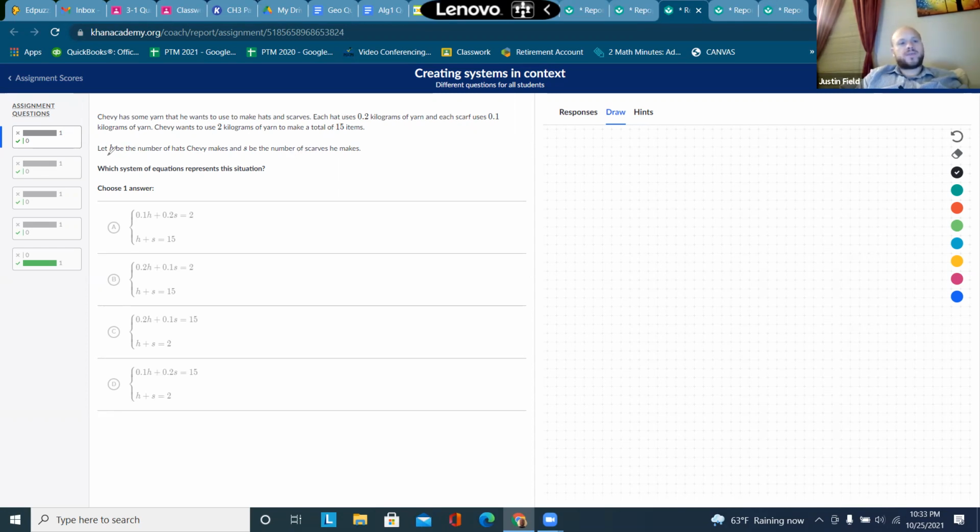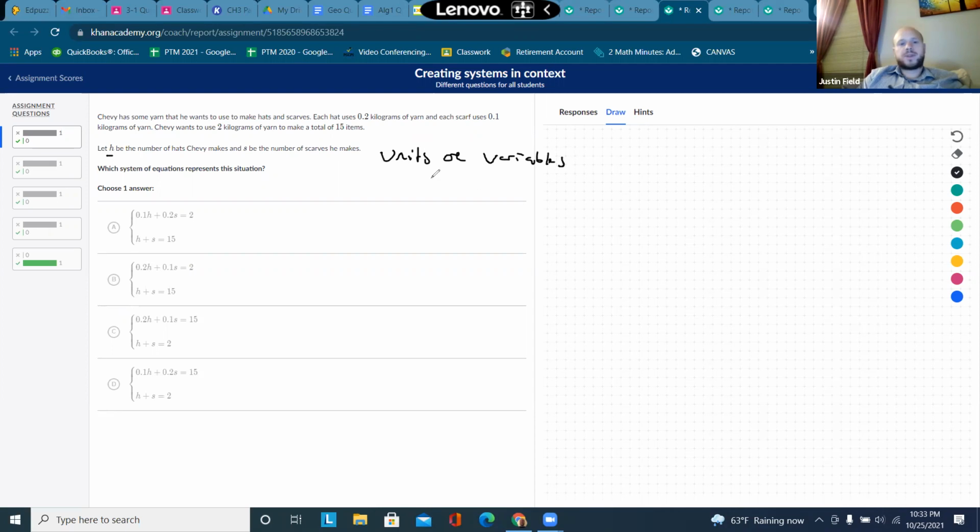They tell us what our variables represent. So the units are the variables, right? We know that from the other word problems, but then we also have the equations. Each equation represents a unit or a quantity, right?